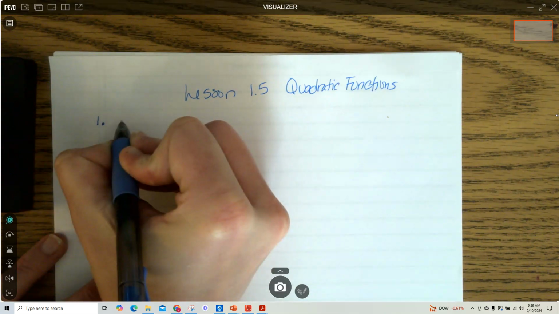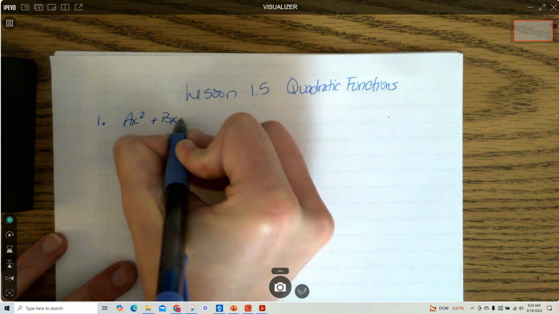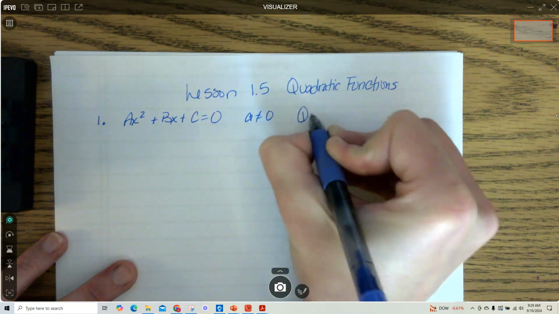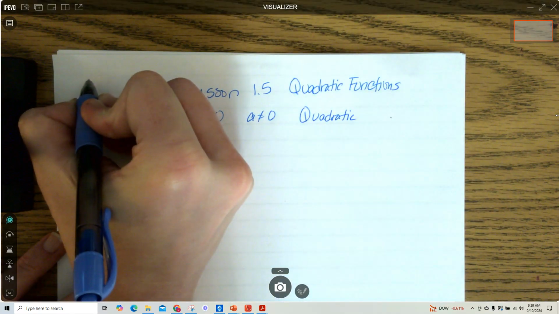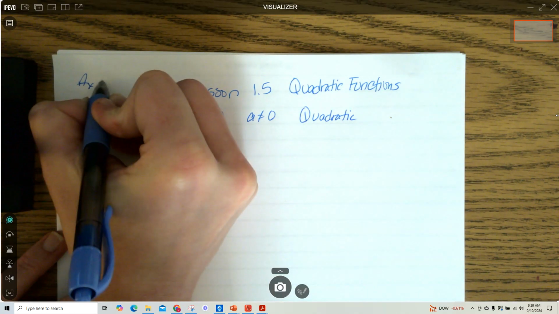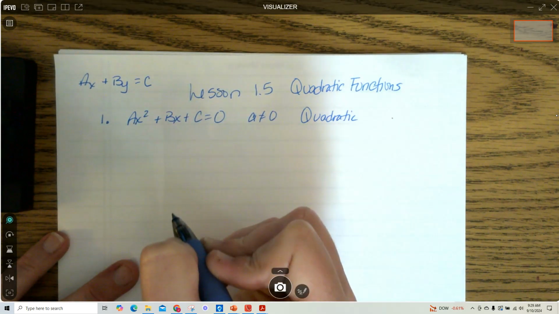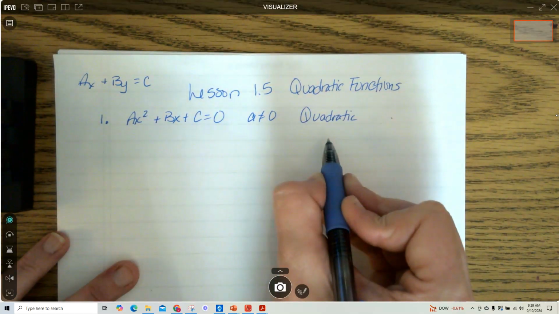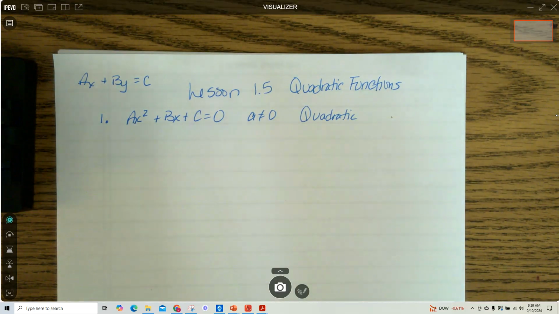An equation that can be written in the general form of ax squared plus bx plus c equals 0, a does not equal 0, is called a blank equation. Yep, is a quadratic. So linear is ax plus by equals c. And then as soon as you get a squared, it's a quadratic. If you get a cubed, so a 3, it's a cubic. Above 3, we usually just call them a polynomial, but we'll get into that later.